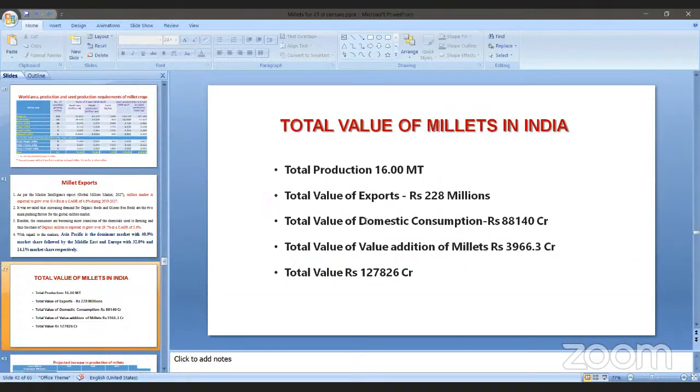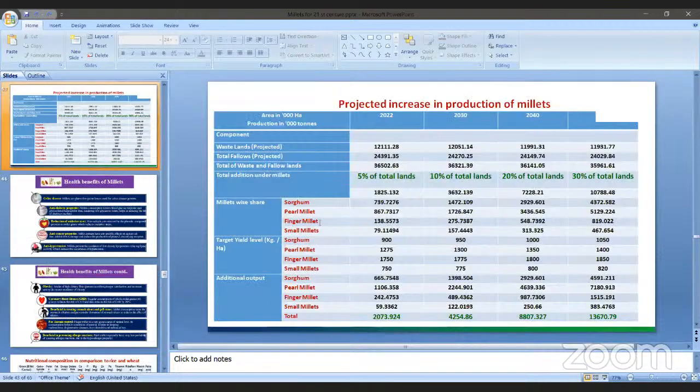The total value of millets in India is very low. Per capita need is high, but production is very low. Based on domestic consumption, value addition and exports are very important for the total value of millets in India. These are some percentages of increase in millet production for 2020, 2030 and 2040: 5%, 10%. This is because these are very climate resilient, very smart crops.